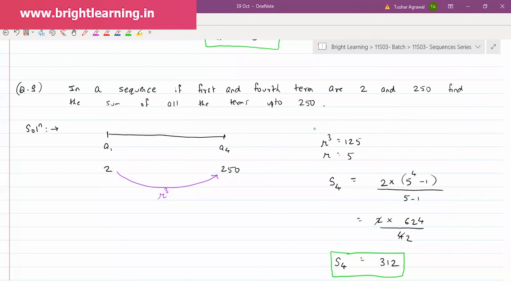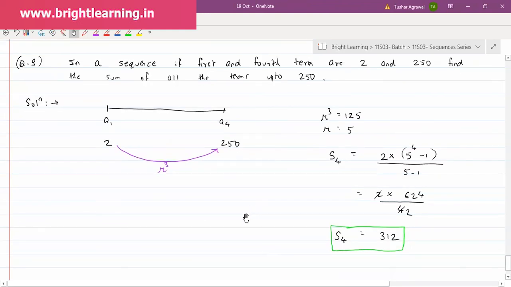Dhananjay, Pujit, Afrin, did you get this answer? Different one? Answer me, students. So same answer, sir. So okay.